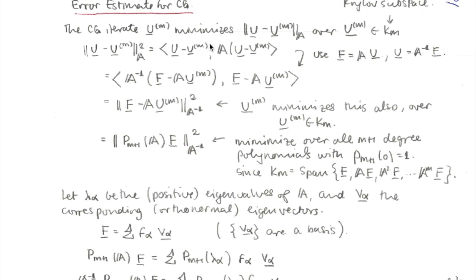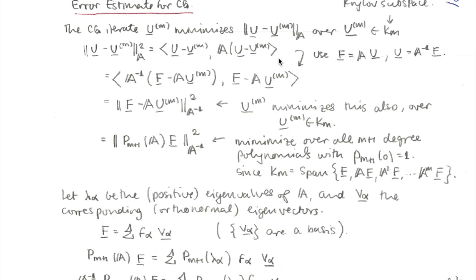Well, let's remember some stuff back from last lecture. So the conjugate gradient iterate minimizes this norm over all possible vectors in the Krylov subspace. So what is this norm? Remember, it's the inner product of this with A times that, okay?